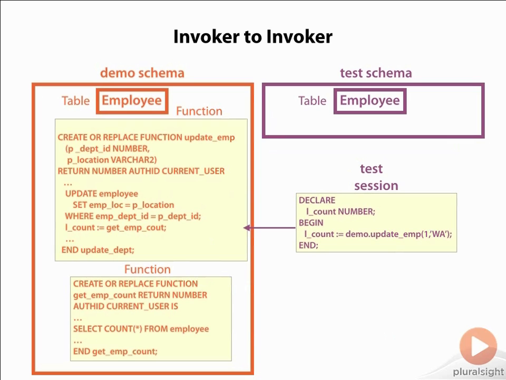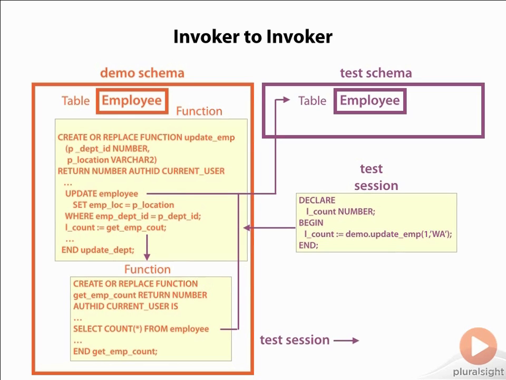Let us now talk about the case when an invoker's write subprogram in turn calls another invoker's write subprogram. The update EMP function was defined as an invoker's write subprogram, then the call to the employee table in the update statement will get resolved to the test schema as before. Call to the function getEMPCount will get resolved to the getEMPCount function in the demo schema, but this time the call to the employee table inside it will also get resolved to the employee table in the test schema.